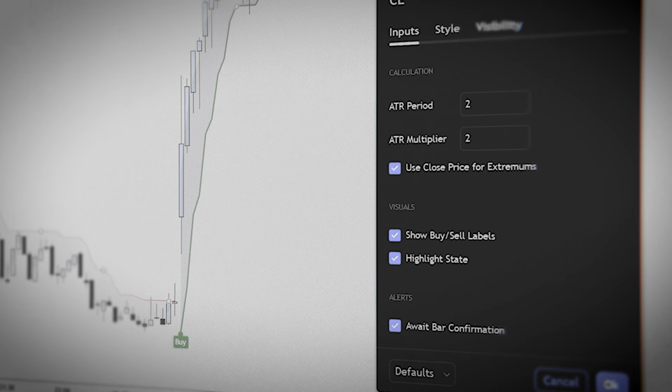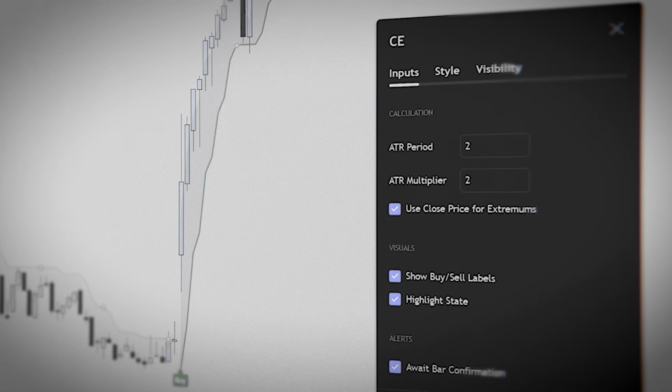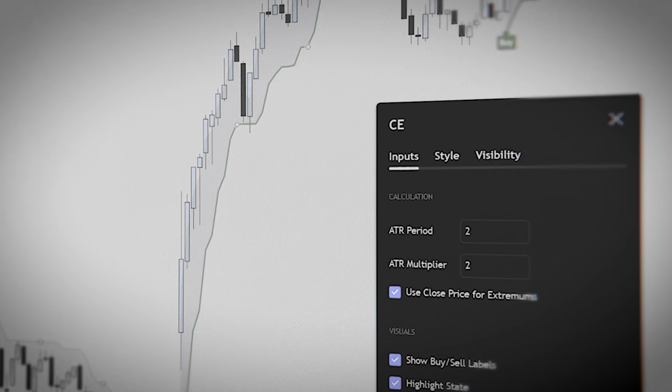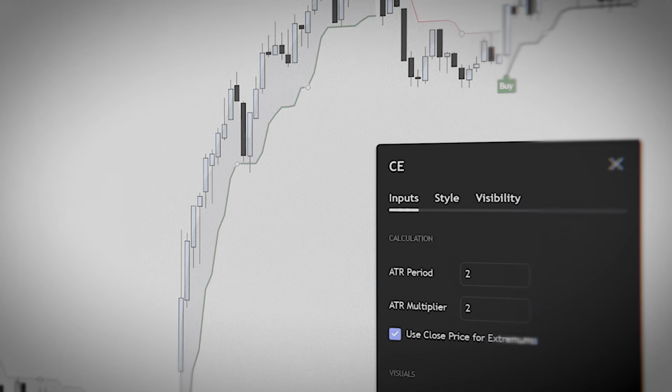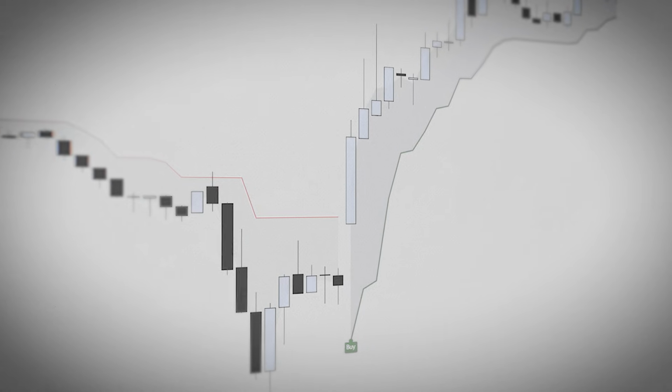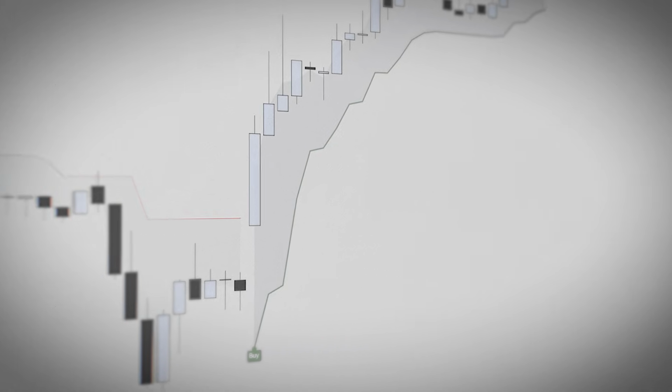For day trading, you could start with an ATR period and a multiplier of 2. Then, you backtest. It's all about finding that sweet spot that aligns with your strategy and risk tolerance. The beauty of this indicator is its simplicity. It can be used with any trading strategy.